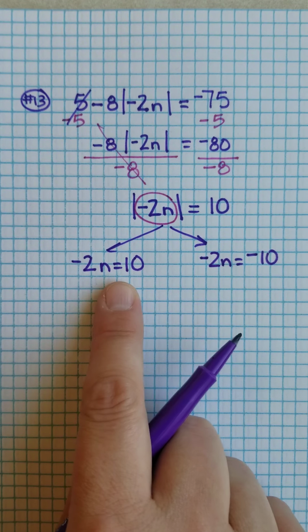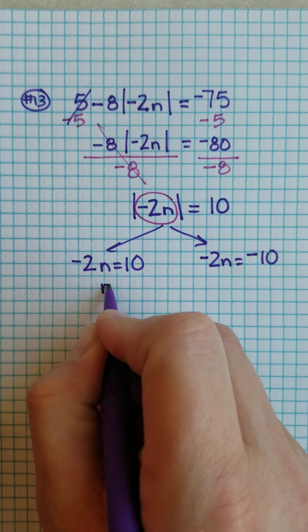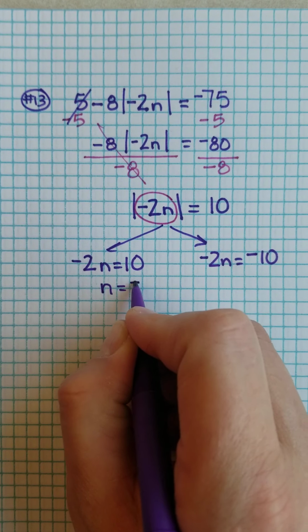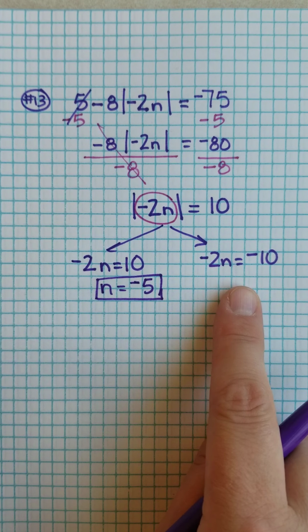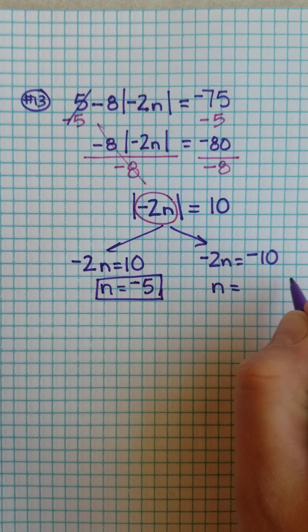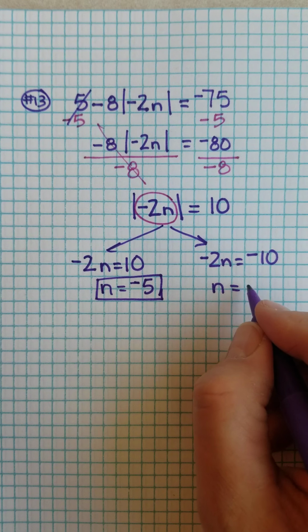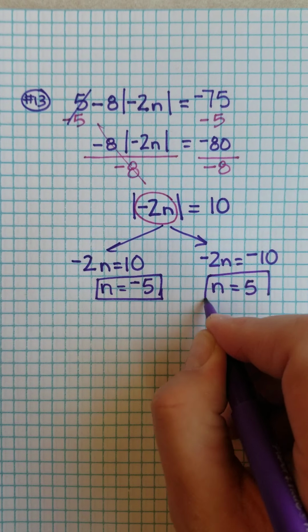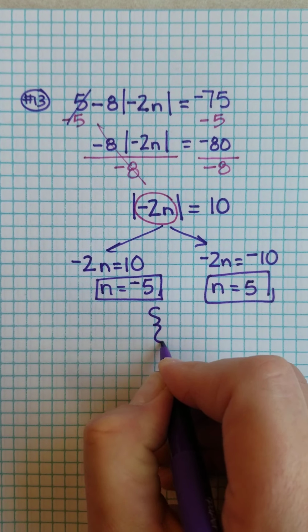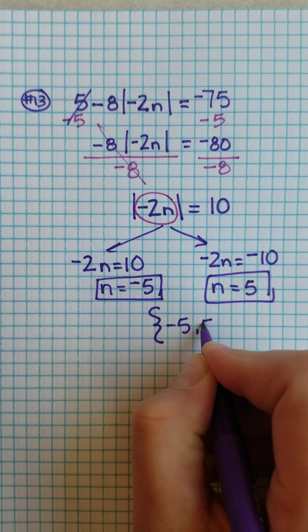Divide both sides by negative 2. I get n equals negative 5 for the one on the left. The one on the right, we get n is equal to positive 5, because negative 10 divided by negative 2 is positive 5. If you want to write it like a solution set, you'd have negative 5 and 5.